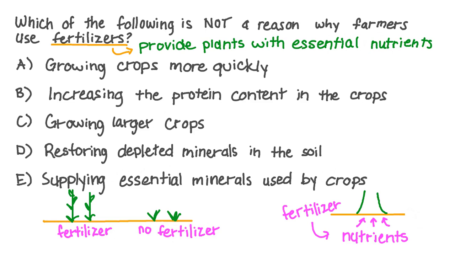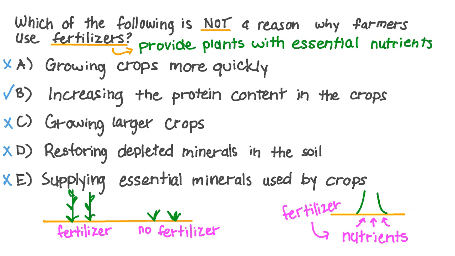So now let's take a look through our answer choices. We're looking for the statement that is not a reason why farmers use fertilizers. Well, answer choice E, supplying essential minerals used by crops, is the primary reason that we use fertilizers, so that can't be the correct answer. As we discussed, allowing plants to grow larger, faster is definitely a reason why fertilizers are used, so answer choices A and C aren't correct either. And fertilizers do restore depleted minerals in the soil.